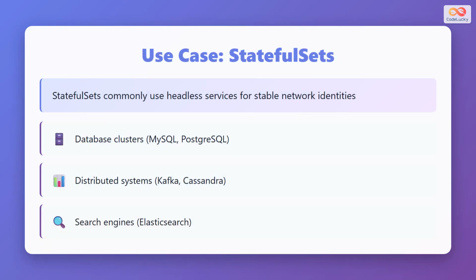Headless services are commonly used with StatefulSets to provide stable network identities for stateful applications. They're perfect for database clusters like MySQL and PostgreSQL, where each database instance needs to be individually addressable. They're also ideal for distributed systems such as Kafka and Cassandra, where nodes need to discover and communicate with specific peers. Search engines like Elasticsearch also benefit from headless services for node-to-node coordination.